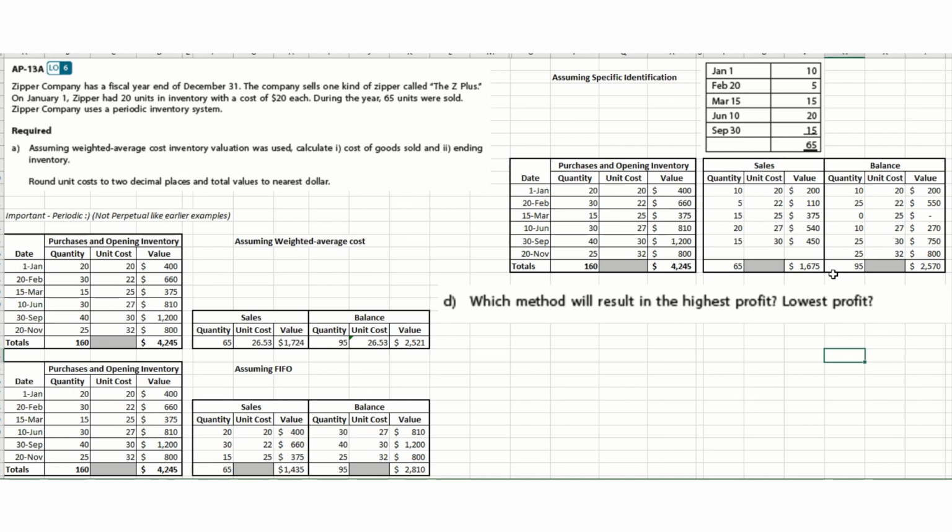In this situation, the highest profit means we need to have the lowest cost of goods sold. The result of that is the FIFO methodology. The lowest profit means we have to have the highest cost of goods sold, and in this situation, that would be the weighted average cost.